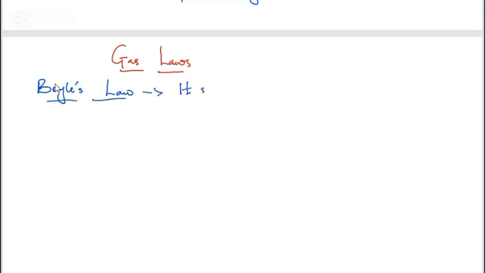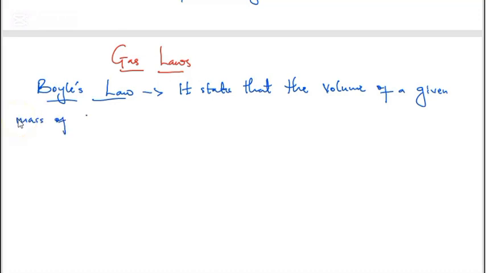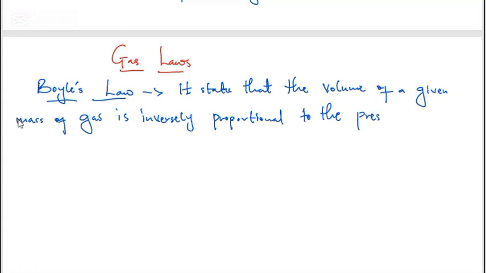It states that the volume of a given mass of gas is inversely proportional to the pressure if the temperature is constant.